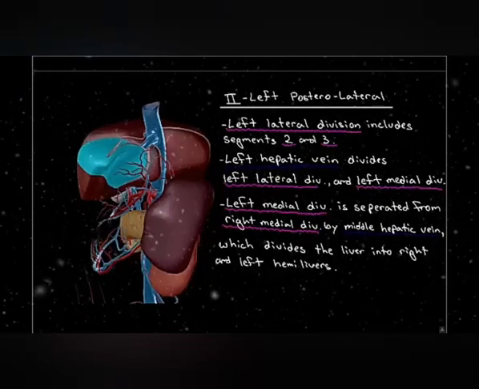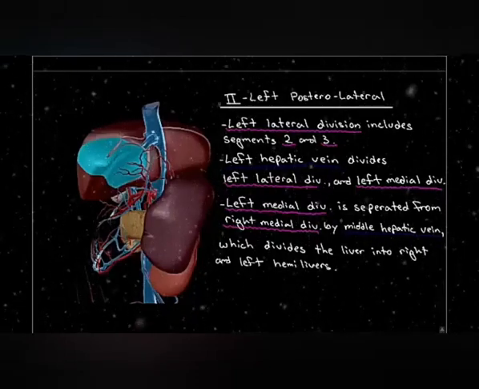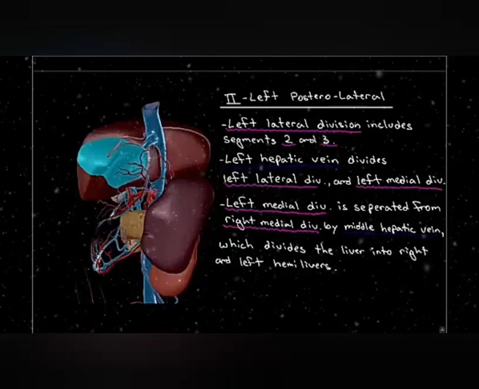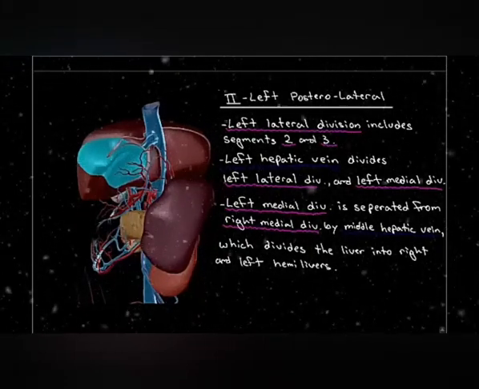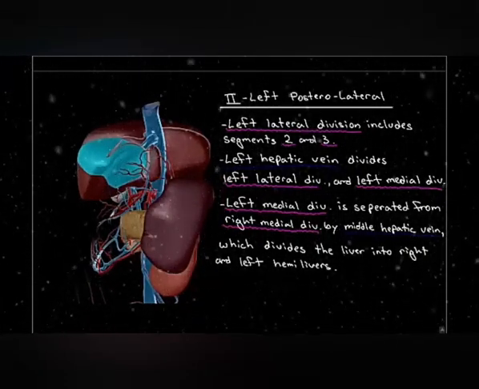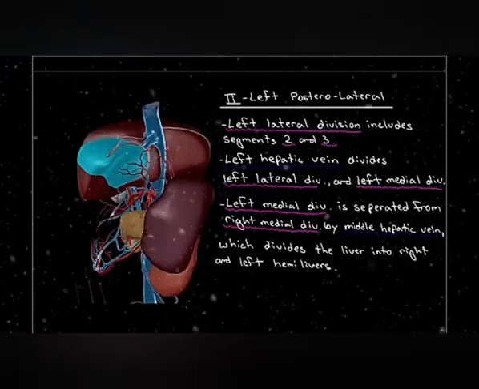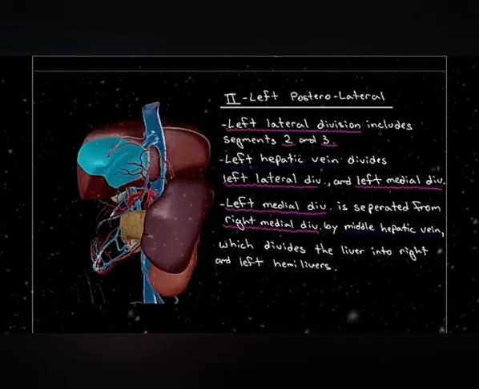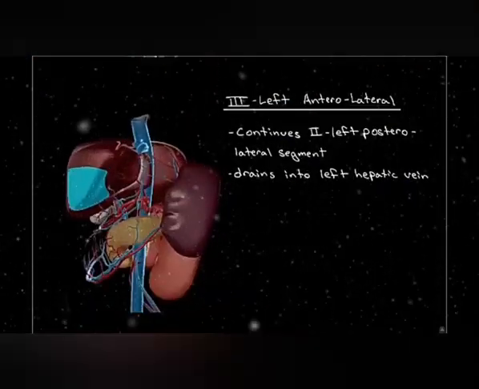You can see here segment number 2, the left posterolateral segment. It is part of the left lateral division of the liver, which includes segments number 2 and 3, and both of these segments drain their blood into the left hepatic vein. And one thing to mention about that left hepatic vein, it is the division between the left lateral division of the liver and the left medial division of the liver. And I've also highlighted here the middle hepatic vein, which divides the liver into the right and left hemilivers, which we will see later on.